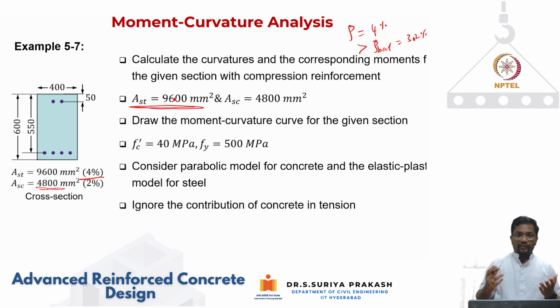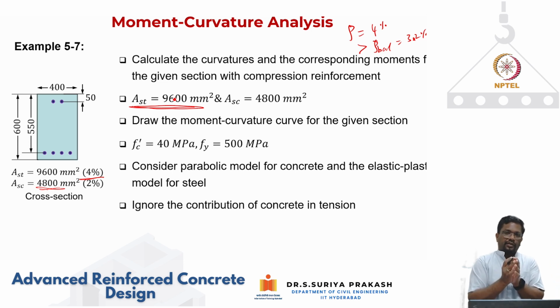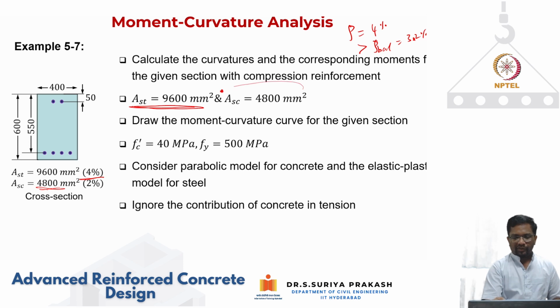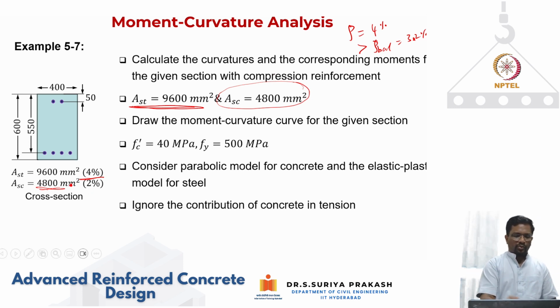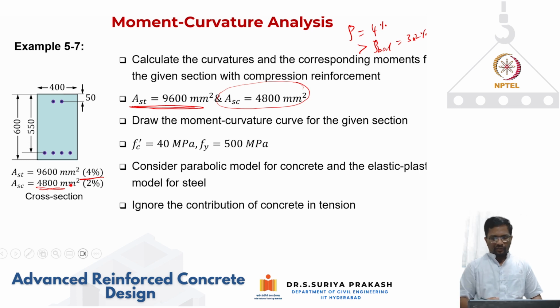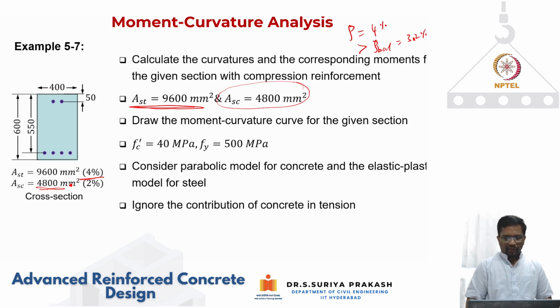However, due to architectural considerations, if your section dimensions are fixed but I still have to meet my moment demand, how do we do that? The only way is to put compression steel. So I can go more than rho balanced for a singly reinforced section, but I have to put some compression steel. That's what I have done: I put 2% of compression steel. Now let us see what happens. So let's do the calculation.